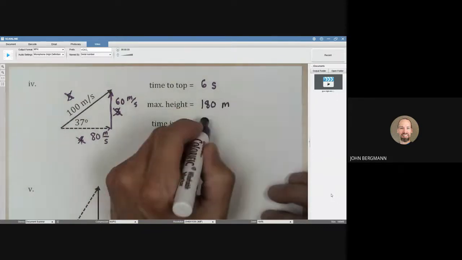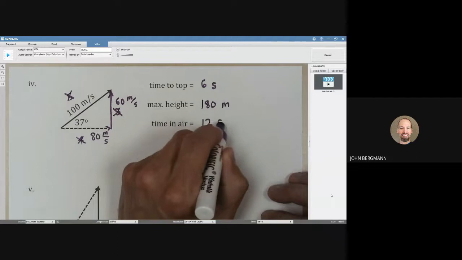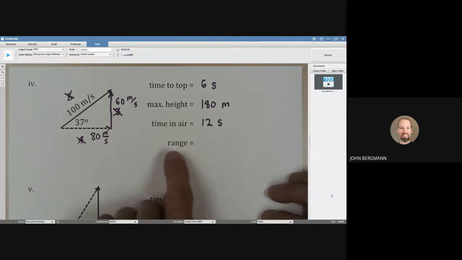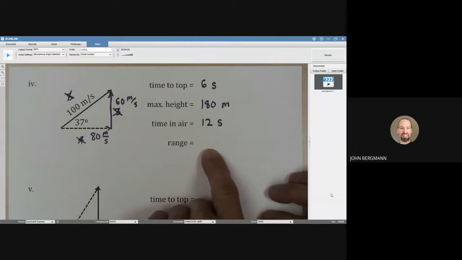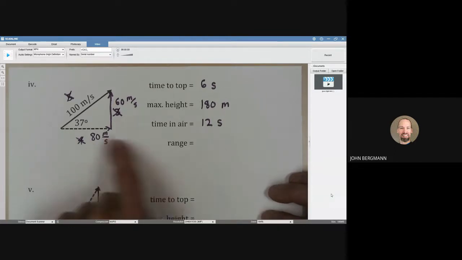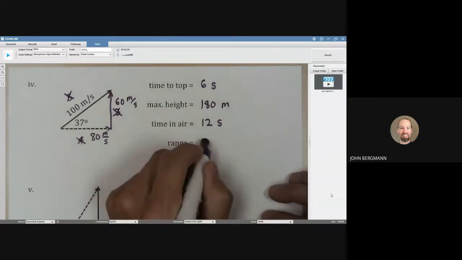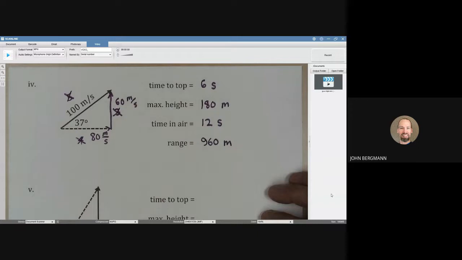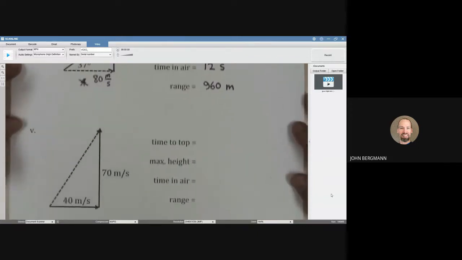The total time it's in the air, we are assuming, because we aren't told otherwise, that this thing will land at the same elevation it started at. And so the range is the maximum x displacement, 80 meters to the right every second for each of 12 seconds. That's a little bit tougher to do in your head, but I think most of you can do it. 960 meters. So this is how we do these problems in our head.